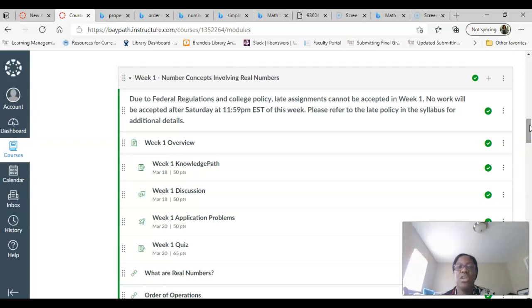For week 1, we'll be covering number concepts involving real numbers. Please keep in mind that all assignments are due by Saturday at 11:59 p.m. Eastern Time. Anytime after that date and time, it will not be accepted. Please review the week 1 overview, which gives you the concepts that will be covered in this particular week. All the other weeks have a certain number of objectives and concepts that will be covered. The week 1 knowledge path needs to be taken by a certain time because this will help to lay out the concepts that still need to be learned.